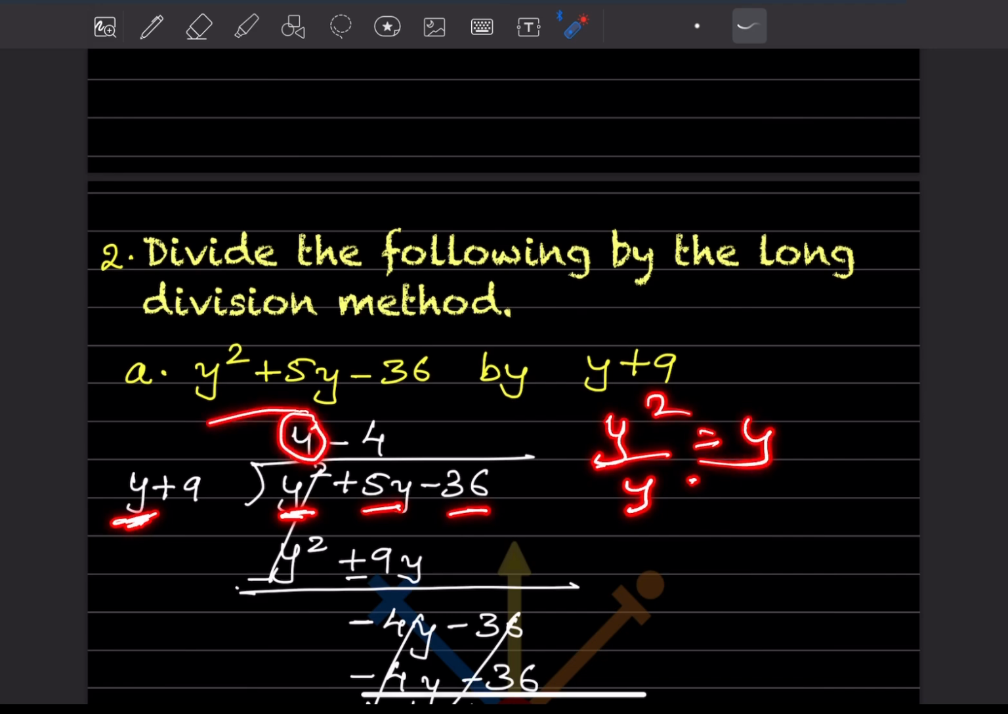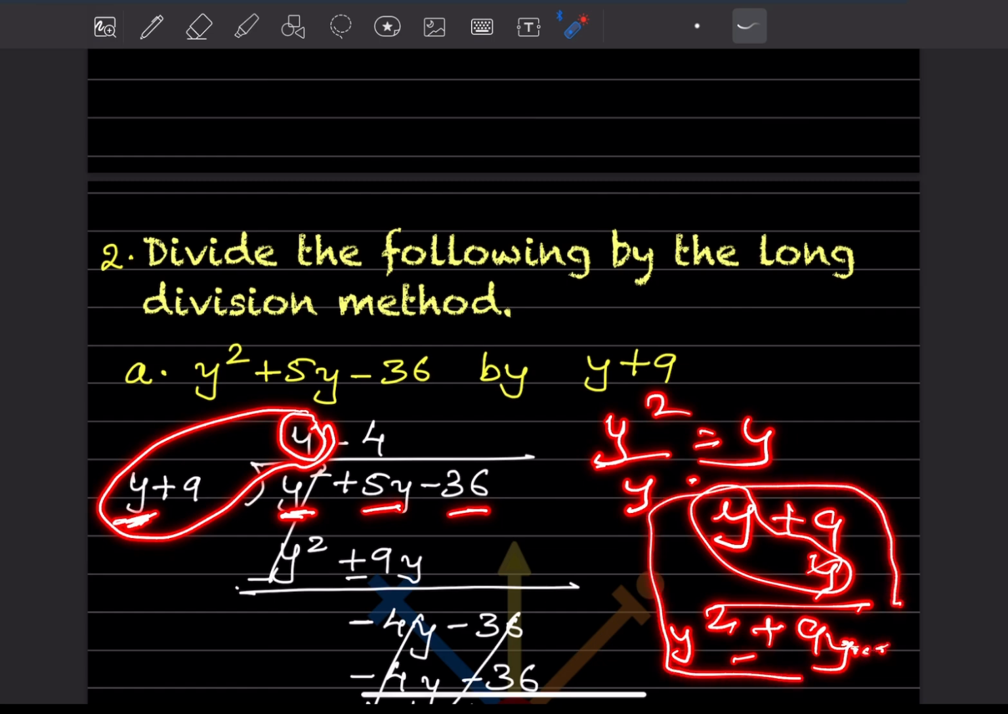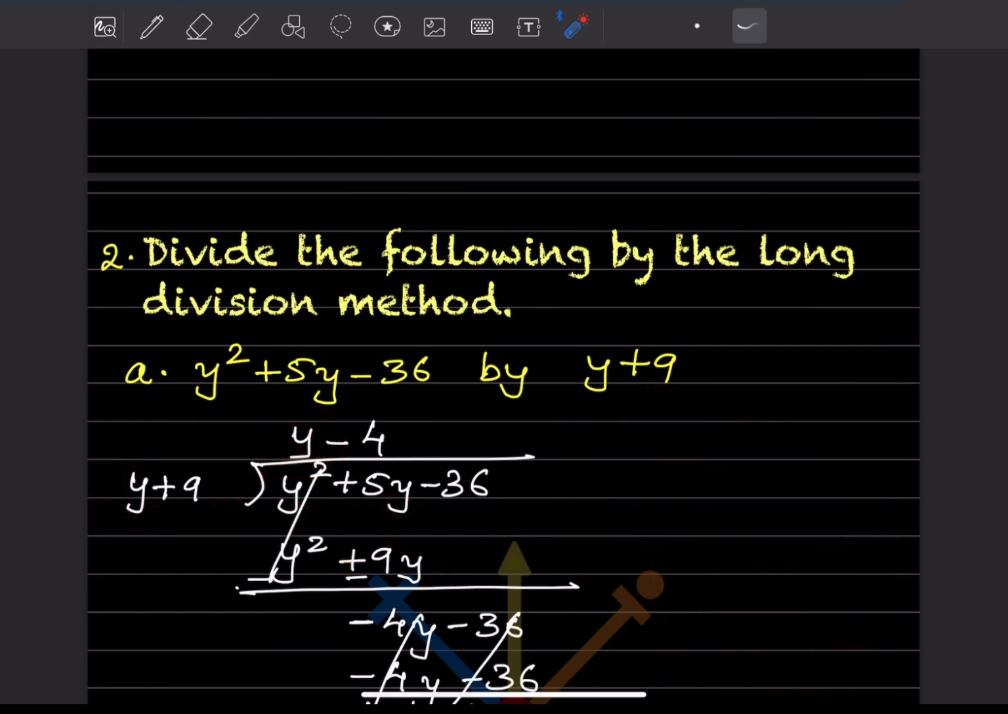So now what will you do, this and this you are going to multiply, that will be y plus 9 into y. So this is going to be 9y, this plus sign as it is, and this into this, that is going to be y square plus 9y. So if you're getting confused, we can do that directly also, but you can do this rough work to avoid the mistakes. So this is the step. 9y means below this, because this has y in it. So now actually this is plus. So what we have to do, we have to change the sign. So plus becomes here minus, again here plus becomes here minus.